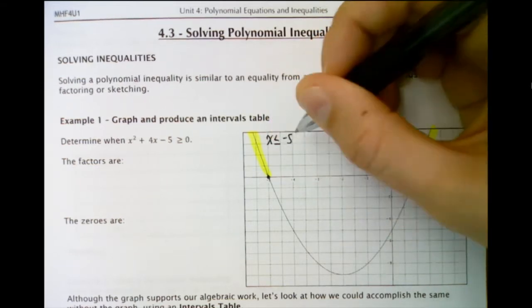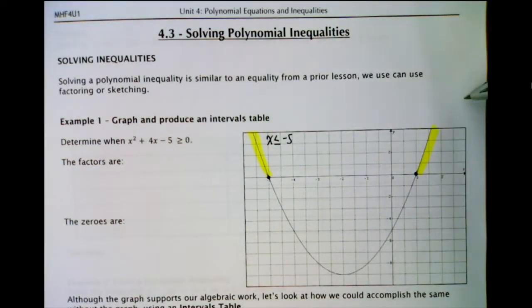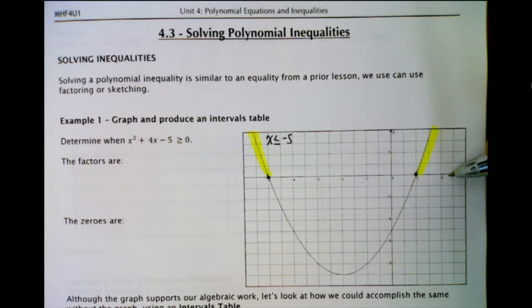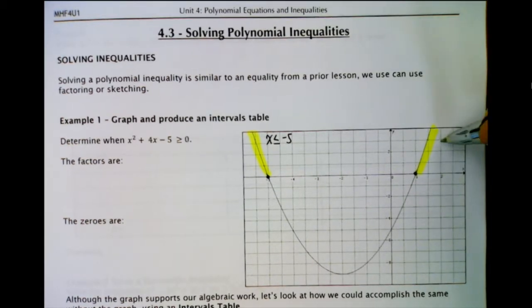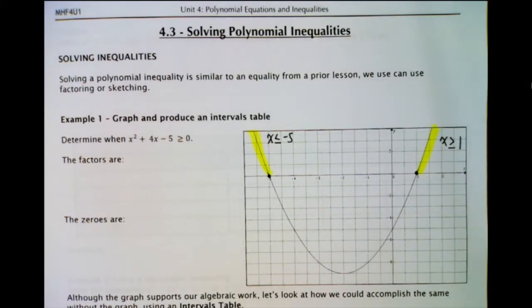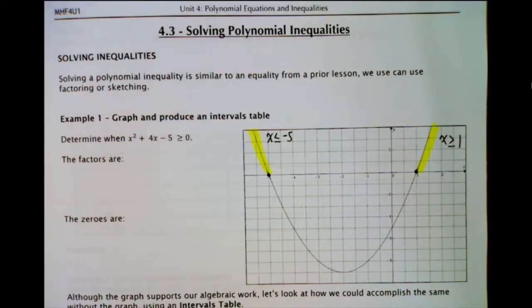Our branch over here on the right, we have a 0 of 1, so it's equal to 0 at that point 1, and anything greater, like 2, would be, again, above 0. The function is above 0. So when x is greater than or equal to 1 would be the other part of our answer. So we have two branches that satisfy this inequality.